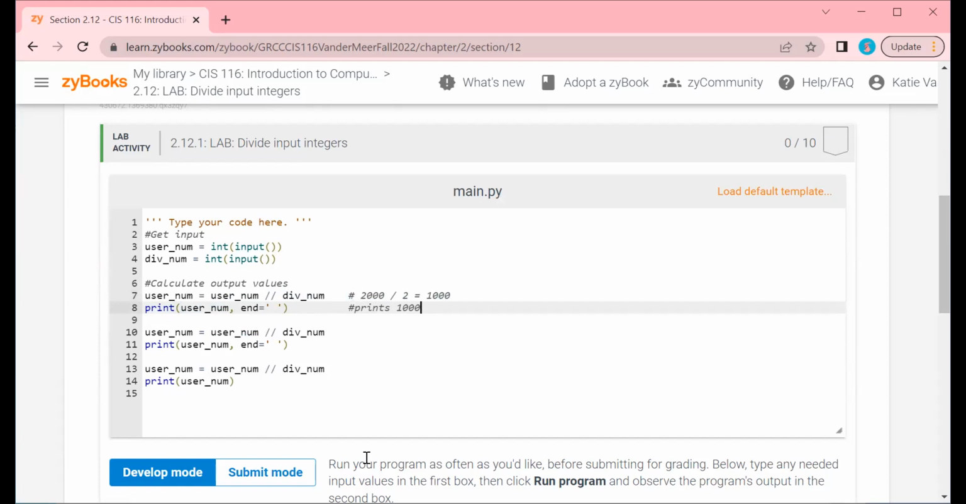So this line, hold on a second. I want to look at something real quick.